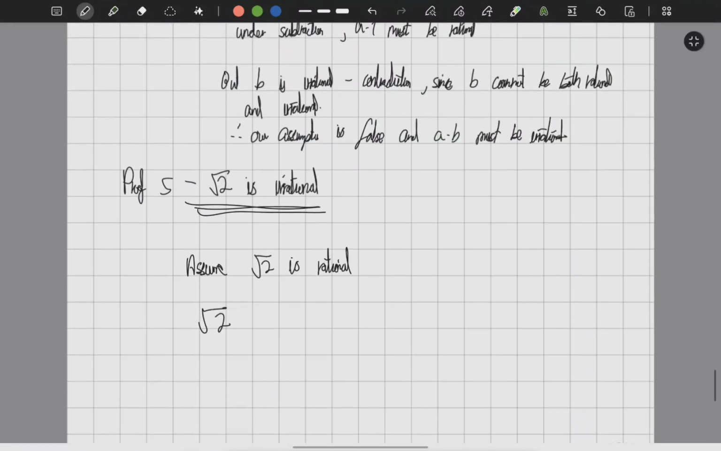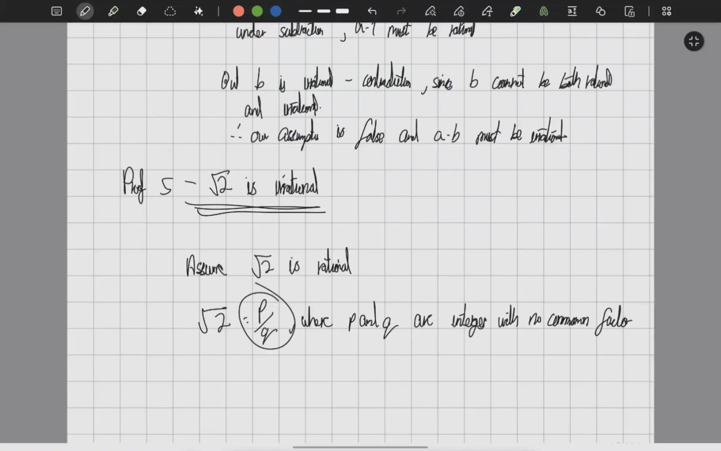Now this step's important to understand. We say root 2 is equal to p over q, where p and q are integers with no common factor. So this means p and q are in their simplest terms. So for example, 2 over 3, you can't simplify that. P and q cannot be numbers like 4 and 6 or 9 over 18. You can't have these two, because obviously common factor, so they cannot be represented as that.